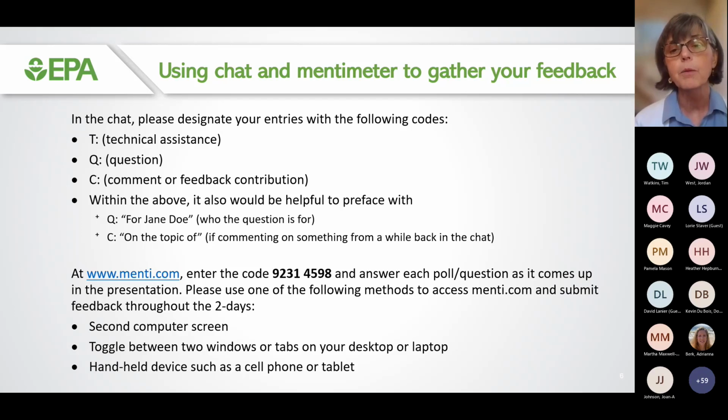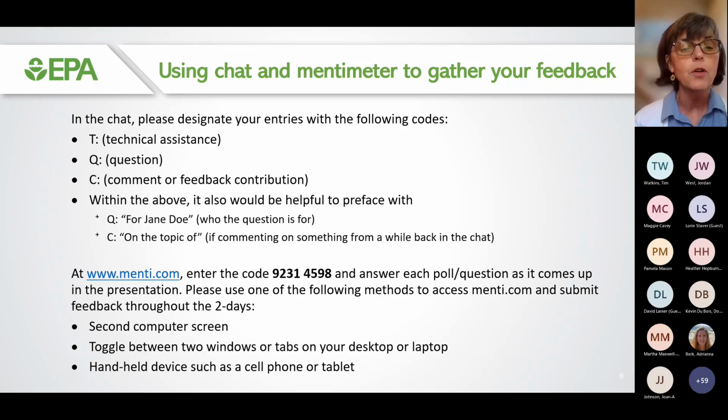The other aspect that we're using to get feedback from the participants is a really neat website called menti.com. I'm frozen on my screen, but yeah, I'm back. Okay, menti.com. If you put that into your Google or some other app where you can reach the internet, so it's www.menti.com. So if it's possible to have that open on your phone or a second computer screen, or you can toggle between the two windows on your one computer screen if you don't have a phone or a second screen.